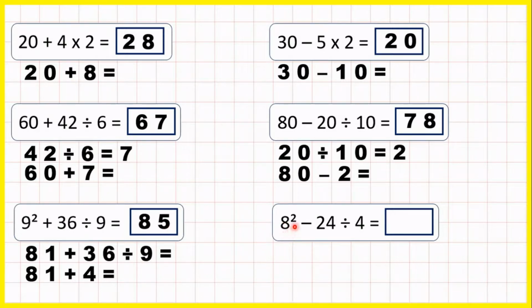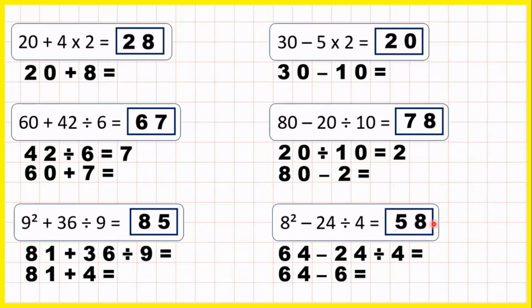And here, again, we have a squared symbol, and because we don't have any brackets, we know that the squared symbol is what we have to deal with first. So 8 squared means 8 times 8, which is 64, and we're subtracting 24 divided by 4. We do division before we subtract, and 24 divided by 4 is 6, so we're taking 6 away from 64, which gives us our answer 58.